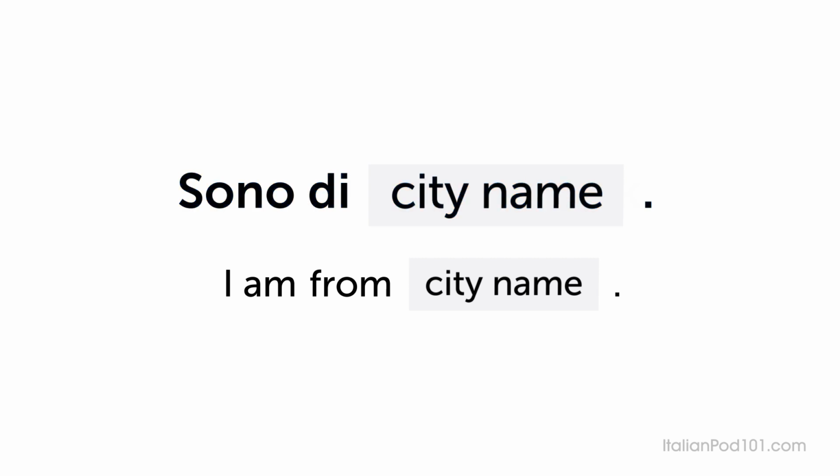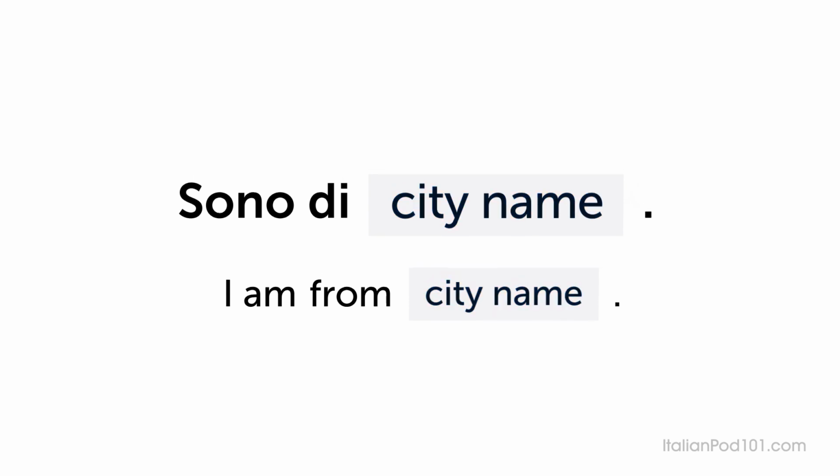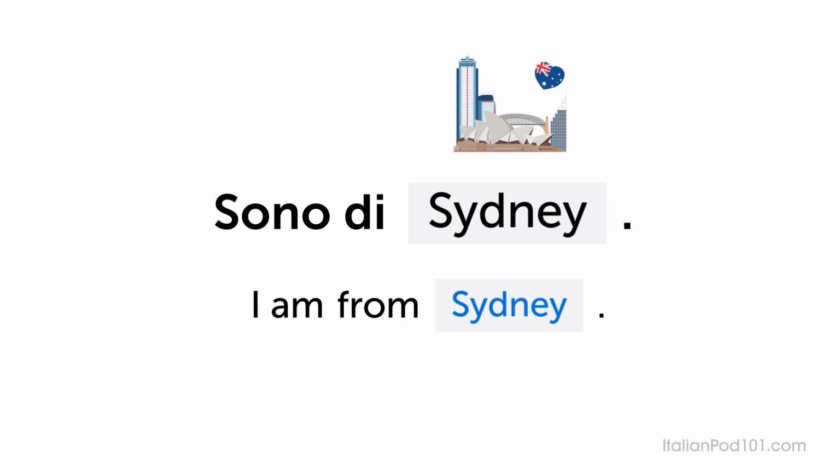To use this pattern, simply replace the city name placeholder with the name of your hometown city. Imagine you're from Sydney. In Italian, Sydney. Say, I am from Sydney. Ready? Sono di Sydney. I am from Sydney.